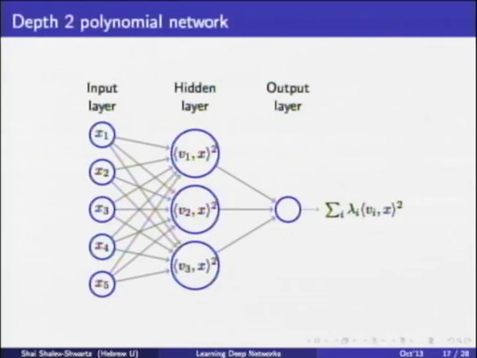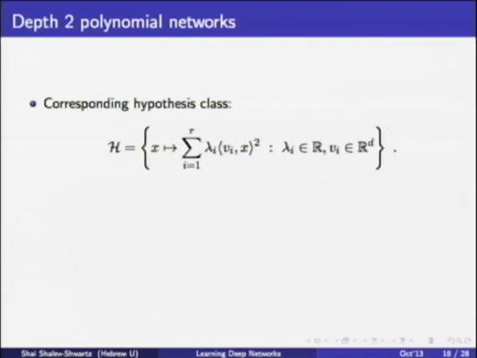So let's start with the smallest depth possible, which is not trivial, depth 2 polynomial networks. So what we have is the input layer, then the hidden layer calculates v times x squared, and then the last layer is just a linear function over the hidden layer. Okay? So these are the simplest possible non-trivial sum product networks. So can we learn these networks? So what is the hypothesis class? x is mapped to some function that depends on two sets of parameters, lambdas and v's, where the v_i's are vectors and the lambdas are scalars.